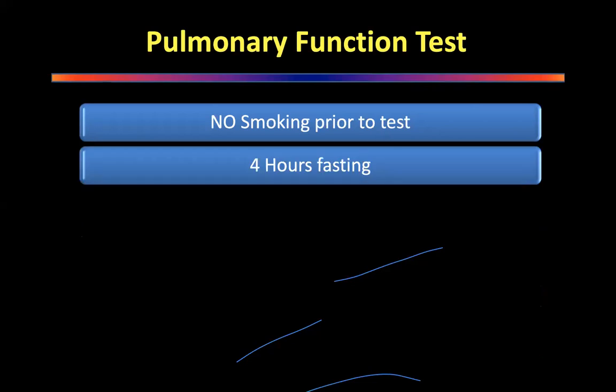It's recommended that you should have 4 hours fasting because these guys are blowing into the machine. You're asking them to do effort tolerance. You're asking them to sustain their accessory muscles of respiration, and you're asking them to push the abdominal muscles of respiration. And very often, if they've eaten a very heavy meal, there is a risk that they might actually end up vomiting.